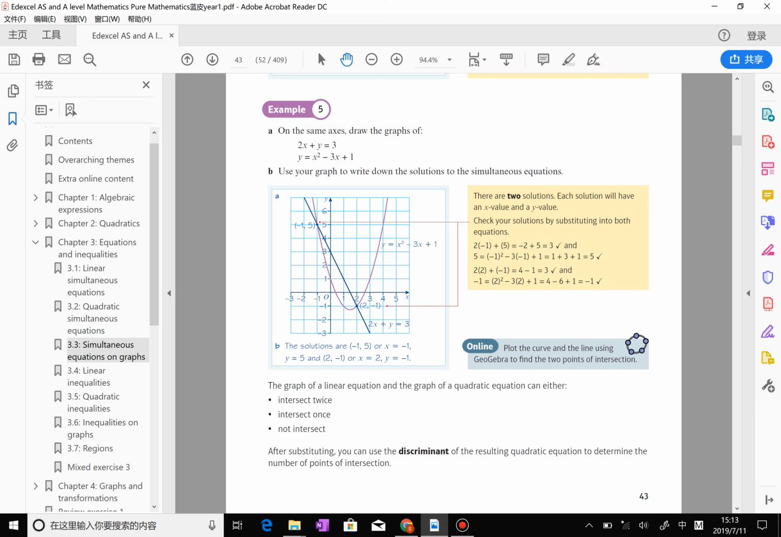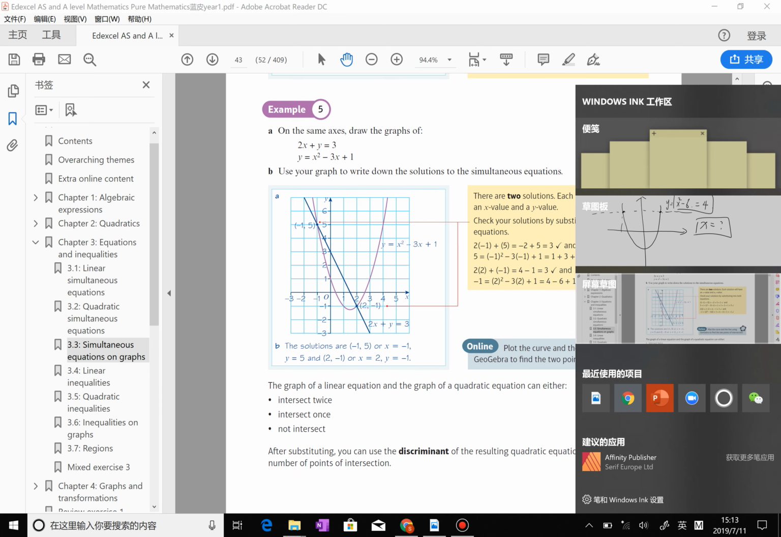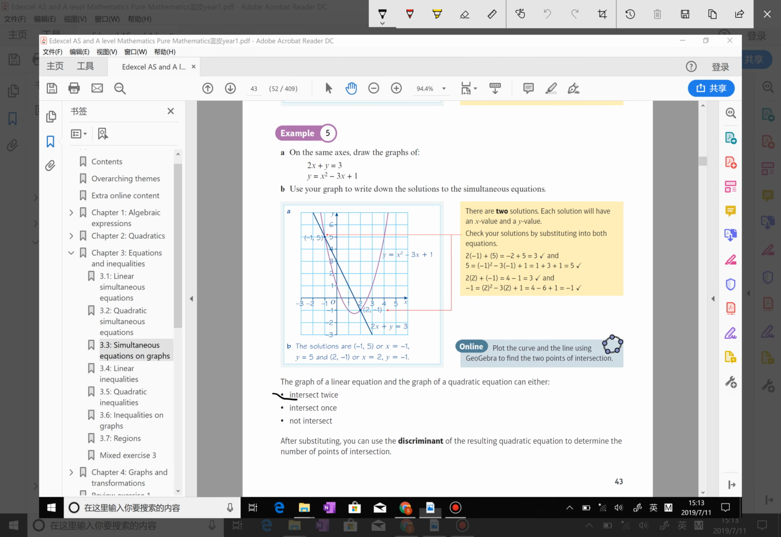So if we have a linear equation and a quadratic equation, there are three ways it can show on the graph. First, intersect twice, like this, you have 2 points. Second, intersect once, like this, you have only one intersection point. Or the last possibility is no intersection point. Okay, I'm going to clean that and draw again. So like this, there's no intersection point.